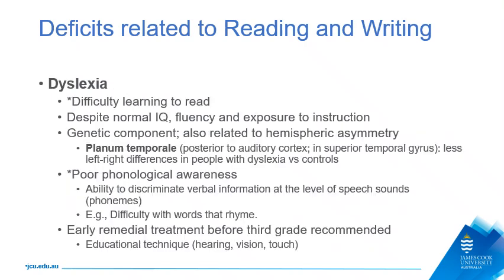And now we turn to dyslexia, which we all know refers to a difficulty in learning to read. There's also a genetic component, involving the planum temporale. There are fewer left-right differences in this area in people with dyslexia versus controls. And people with dyslexia normally have very poor phonological awareness. And as such, there is a strong recommendation for early remedial treatment before the 3rd grade.